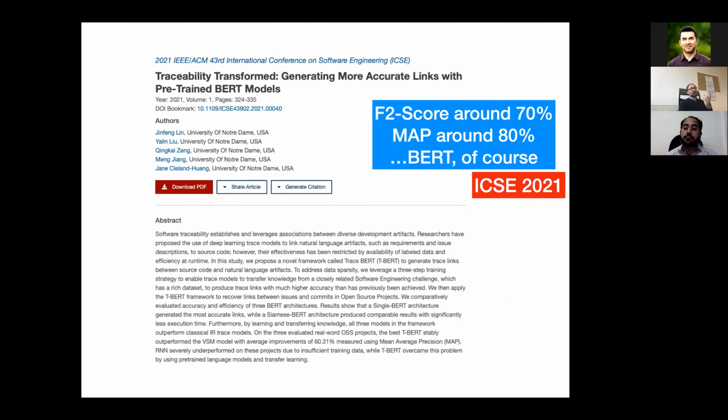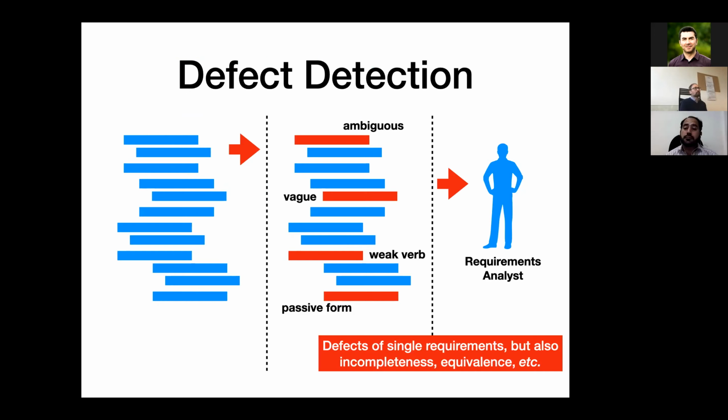A recent paper about this was at ASE actually, and they reached an F2 score around 70% and MAP around 80%. And of course, also in this case, they're using BERT. So basically, we see that in recent years, this is actually the solution also for requirements engineering problems, at least for the ones that we've seen up to now.